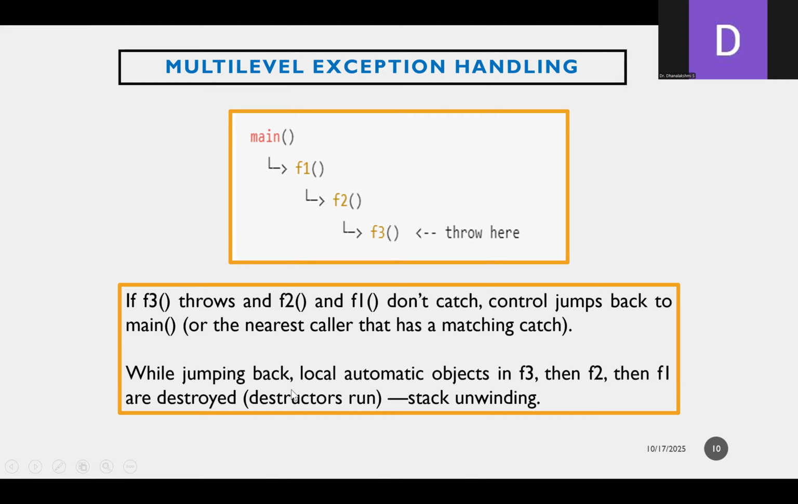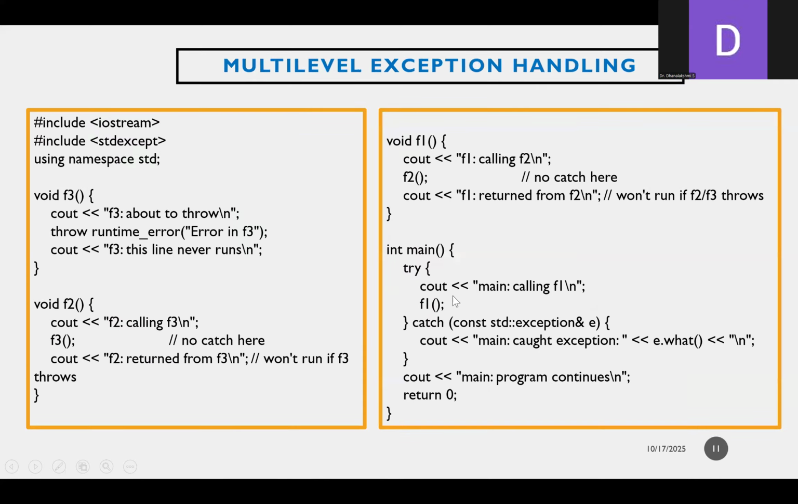That's how the flow goes back. While jumping back, the local automatic objects in F3, then F2, then F1 are destroyed, which means a destructor is run there. This is called stack unwinding. I will explain this with code so that you understand how the destructor is being called. Let's start with the main function.